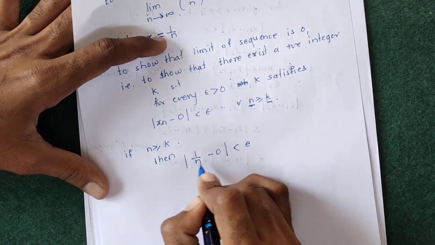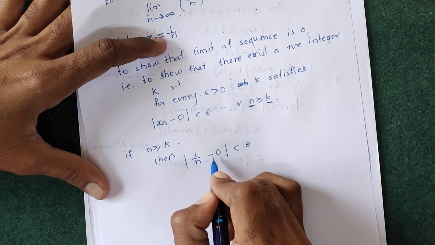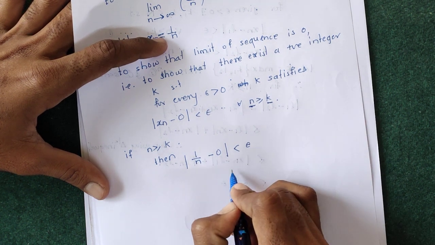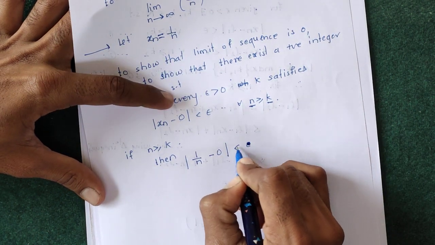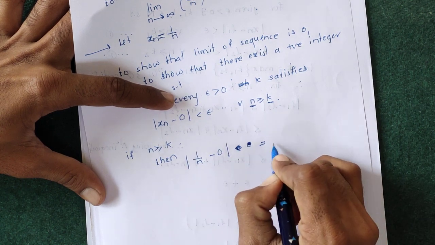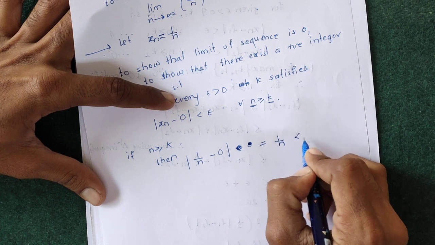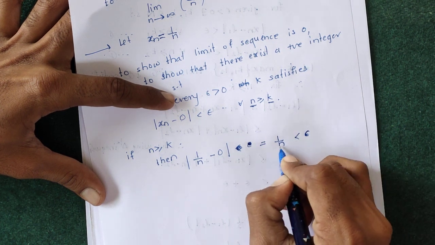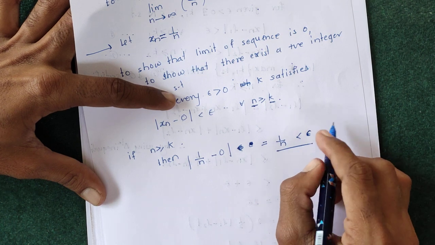So mod of 1 upon n minus 0, we can write this. Here this is less than epsilon, but this 1 upon n minus 0 is equal to 1 upon n, and this 1 upon n we can take less than epsilon. From this inequality we can find the value of n.